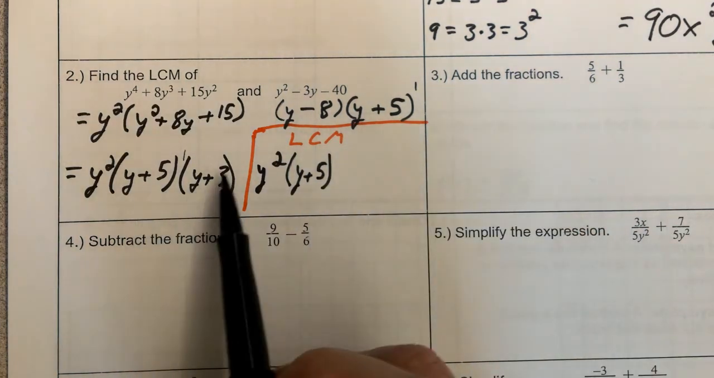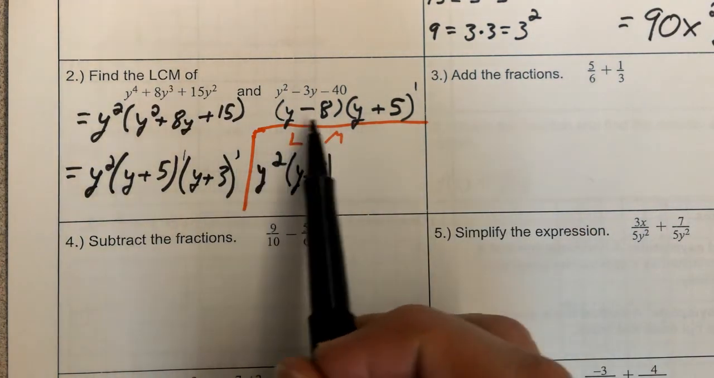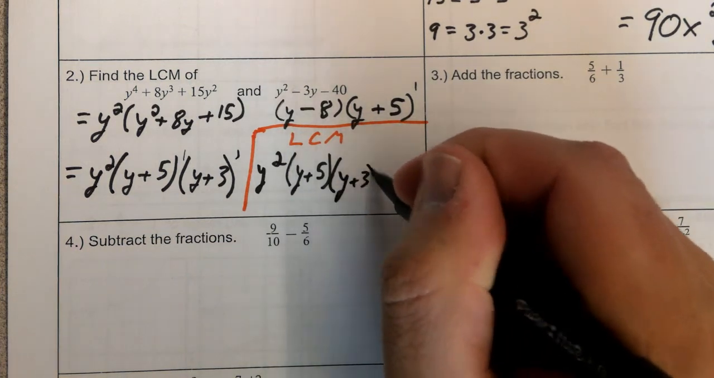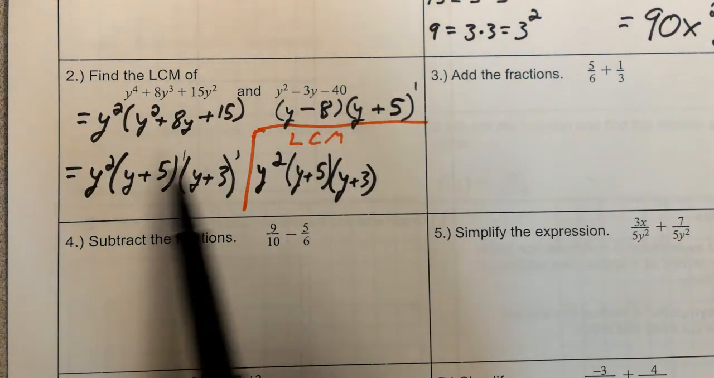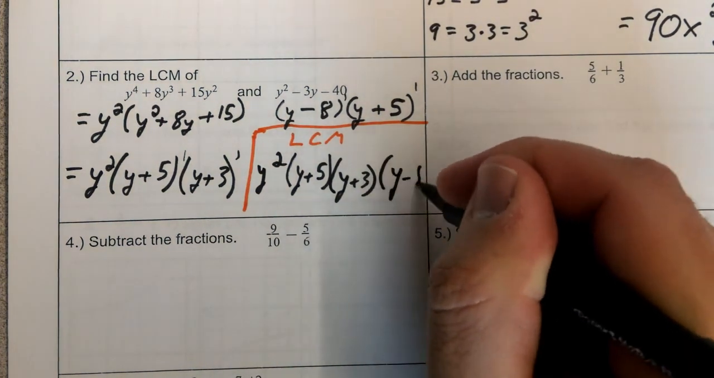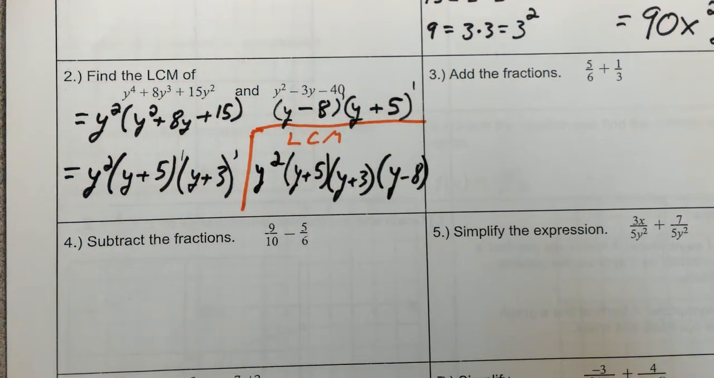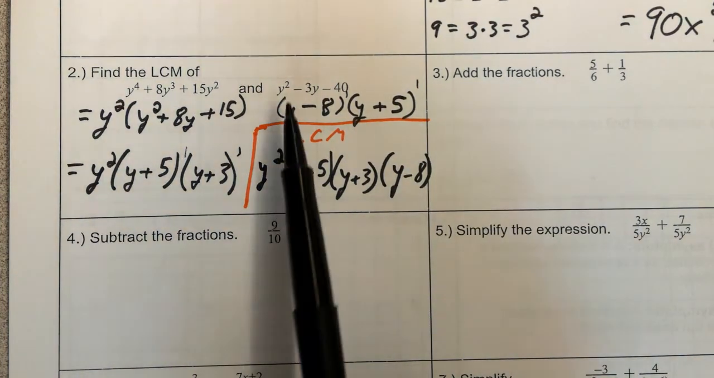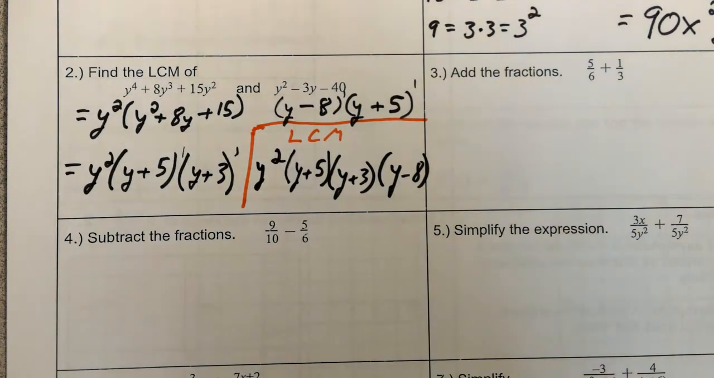Then the highest power of y plus 3. Well, there's y plus 3 to the 1, and that's it, so we got to include that. Highest power of y minus 8. Well, there's y minus 8 to the 1. There's only one of those, so it's y minus 8. And that's it. That's our LCM. So that one, we sort of had to take every factor to get that one, but that's it.